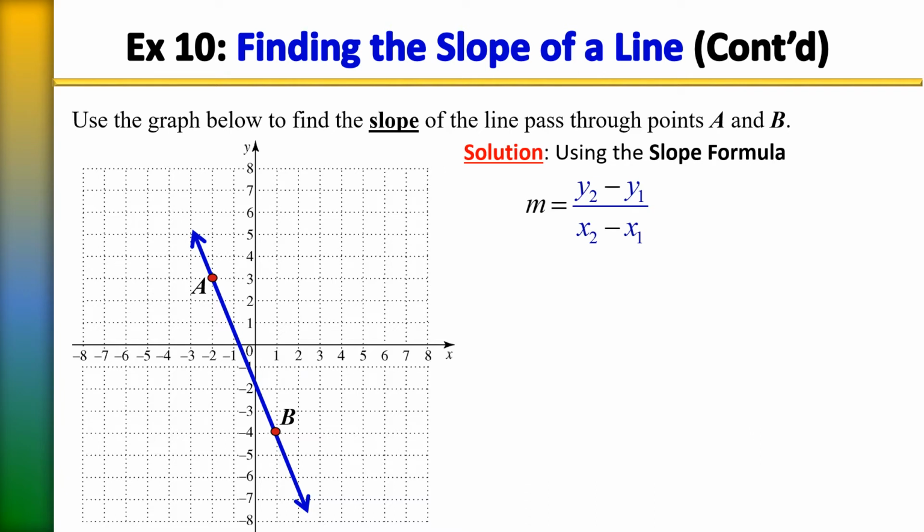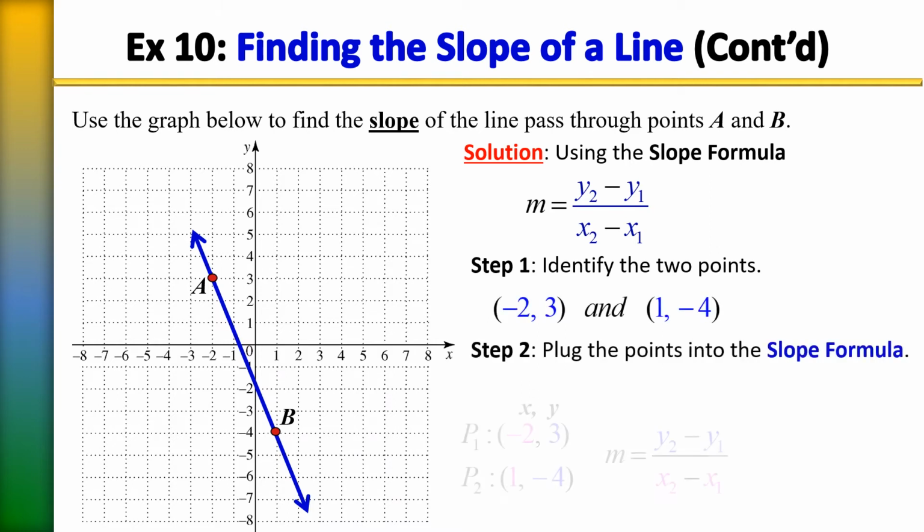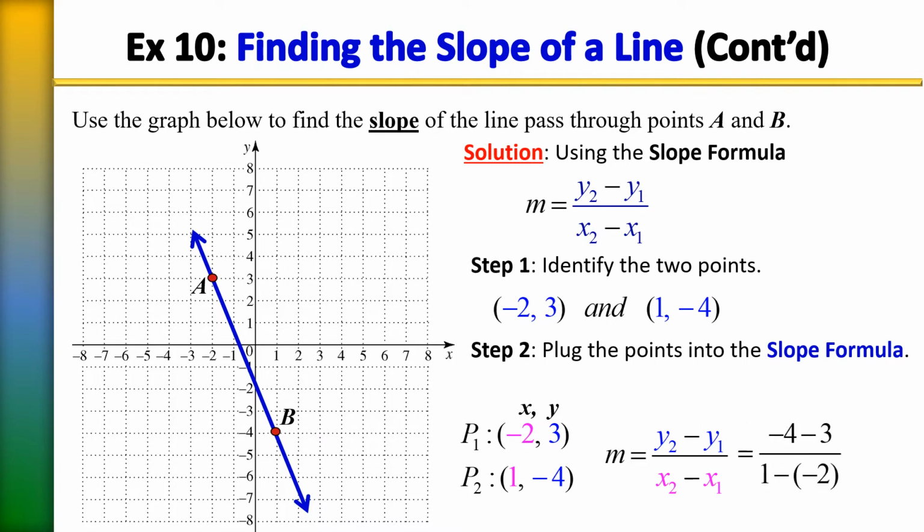So step 1 is let's identify the 2 points on the line. So where's point A? If you said (-2, 3), that is correct. And where's B? That is correct, (1, -4). So now we can go ahead and plug these 2 points into the slope formula. So again, that's y sub 2 minus y sub 1 over x sub 2 minus x sub 1. Notice I colored them in various colors so that you are able to see how they are plugged into the formula. Once we plug them in, it looks like this.